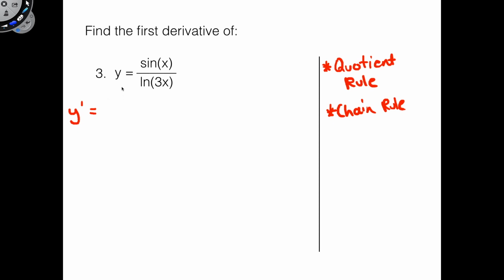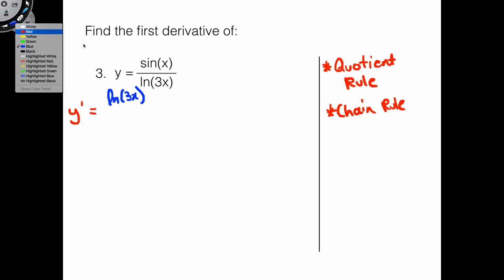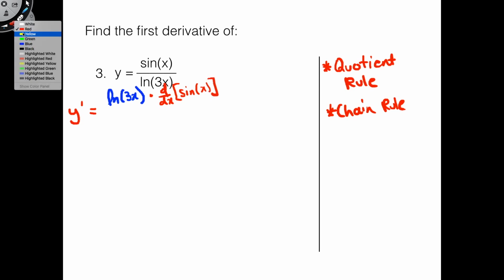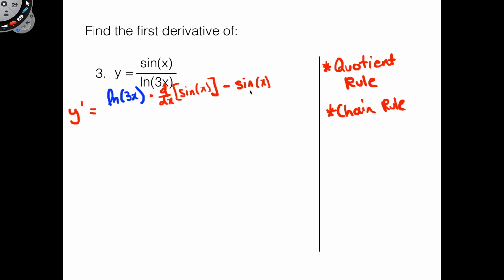So low d high means the lower function, right? So that'll be ln of 3x times the derivative of the upper function, which would be the derivative of sine of x. Minus high d low. So minus just the high function, which would be sine of x, d low, which would be the derivative of the lower function, which is ln of 3x.